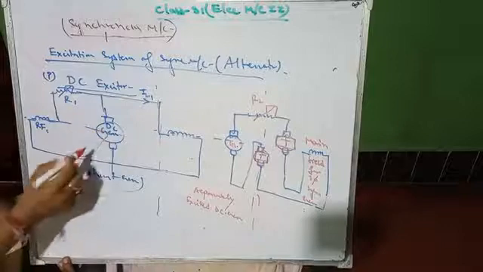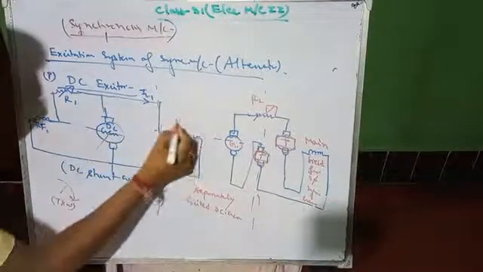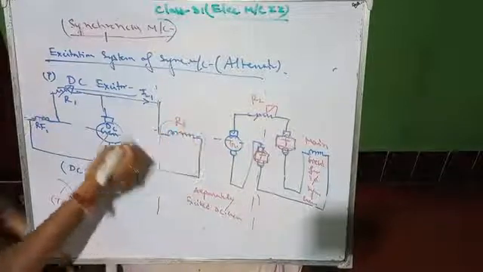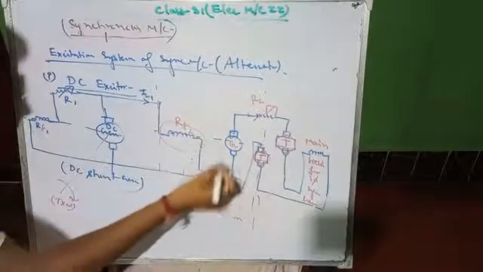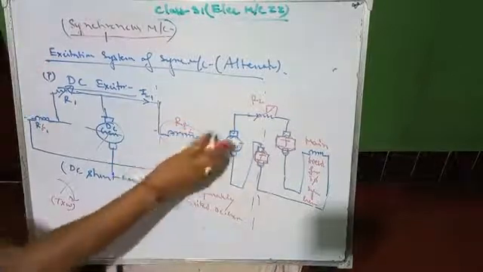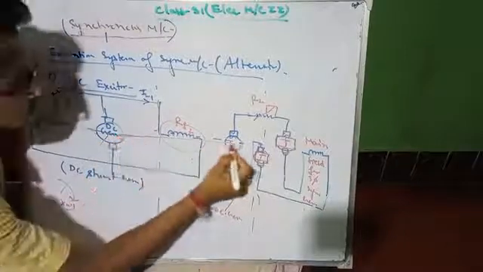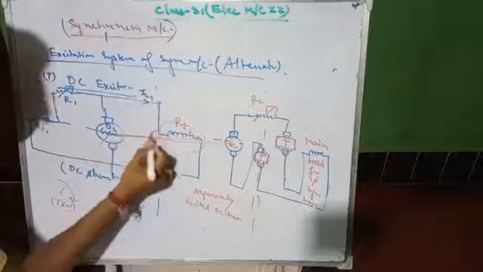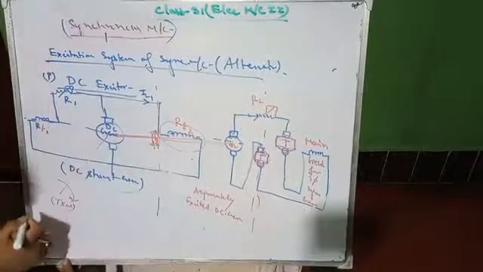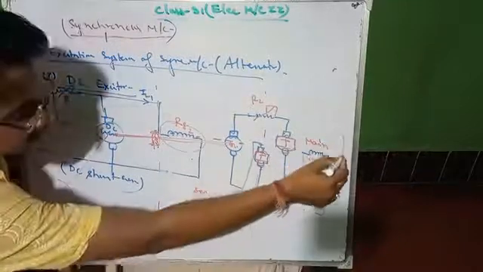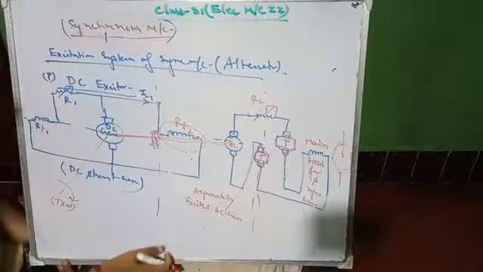It will rotate and generate a current to produce this field, right? This is your RF. Suppose this is RF1, this is RF2, and due to this field, this separately excited DC generator is induced. So this generator and this generator are coupled by a common shaft. This is the coupling sign. And this is the rotor part of the 3-phase alternator.